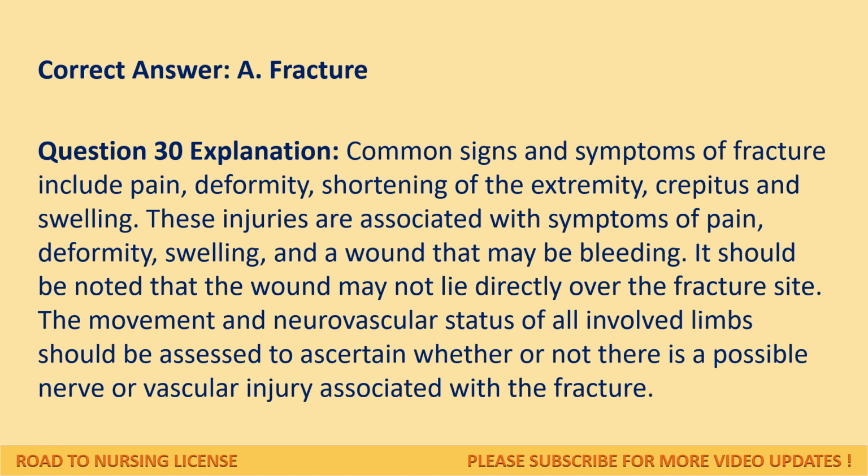Fracture. Question 30. Explanation. Common signs and symptoms of fracture include pain, deformity, shortening of the extremity, crepitus and swelling. These injuries are associated with symptoms of pain, deformity, swelling, and a wound that may be bleeding. It should be noted that the wound may not lie directly over the fracture site. The movement and neurovascular status of all involved limbs should be assessed to ascertain whether or not there is a possible nerve or vascular injury associated with the fracture.